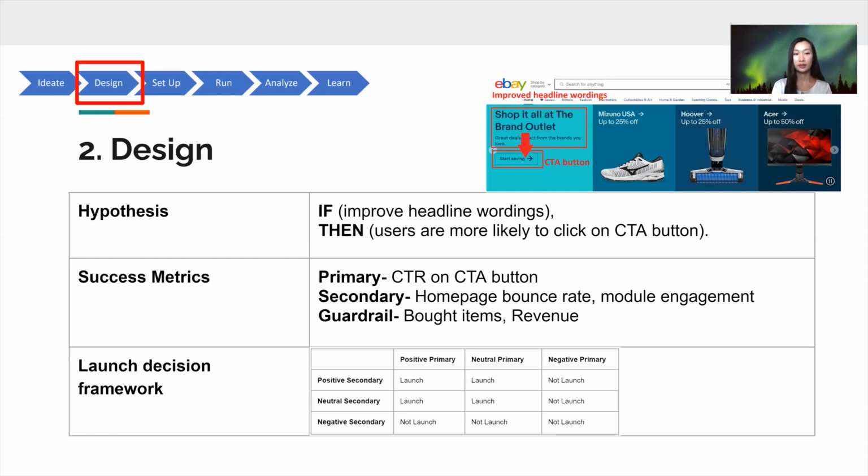Lastly, the launch decision framework. This should be aligned with your management before the experiment starts. This will avoid a lot of back and forth discussion and disagreement after you get the results. So let's say you have both primary and secondary to be positive. You obviously want to launch the variation to your webpage. But what if you have one positive and one negative, or both are neutral? You need to plan what you're going to do after getting the results.